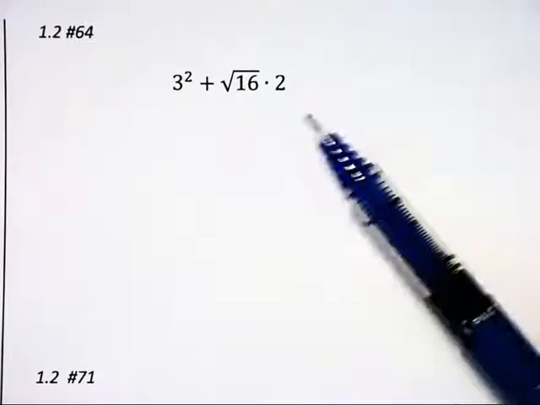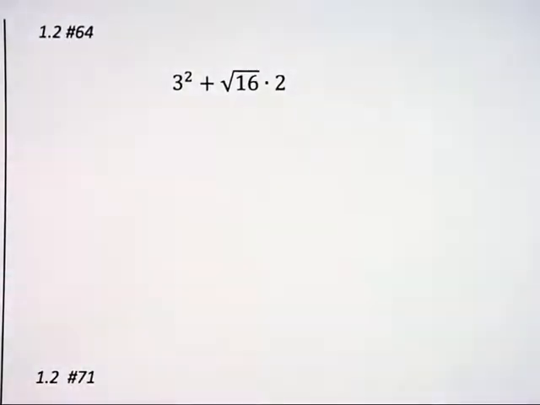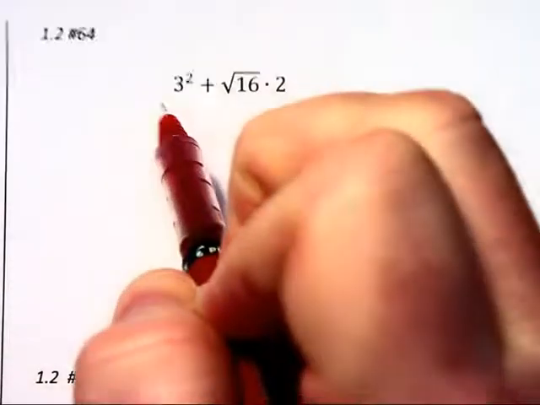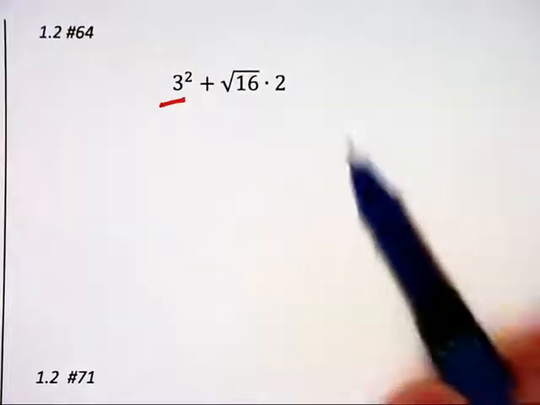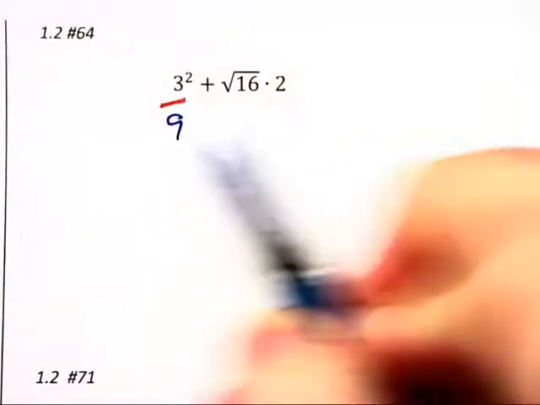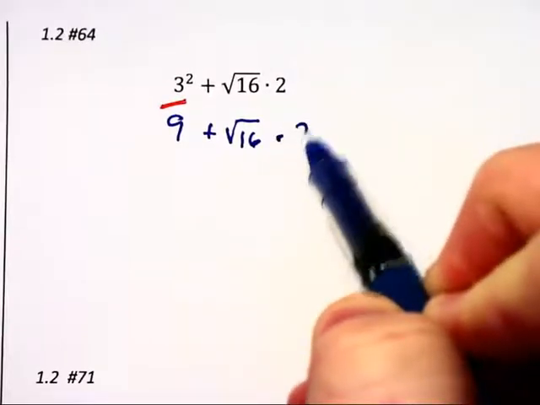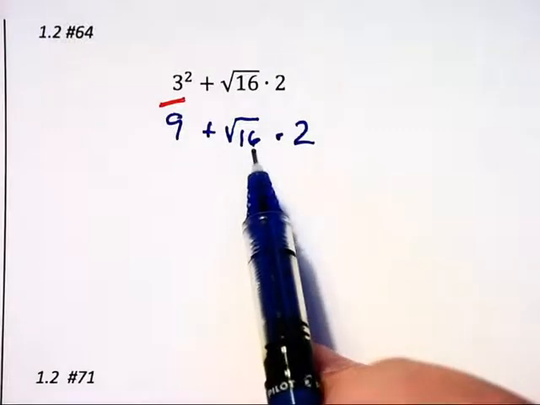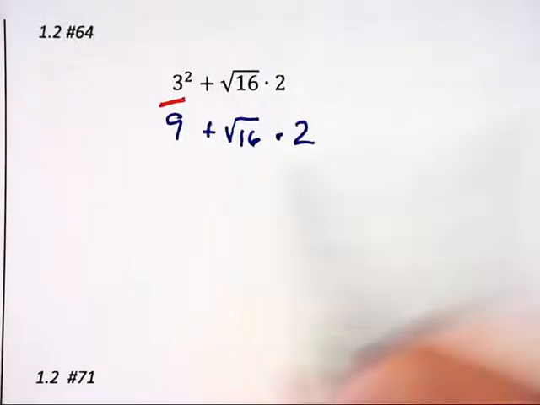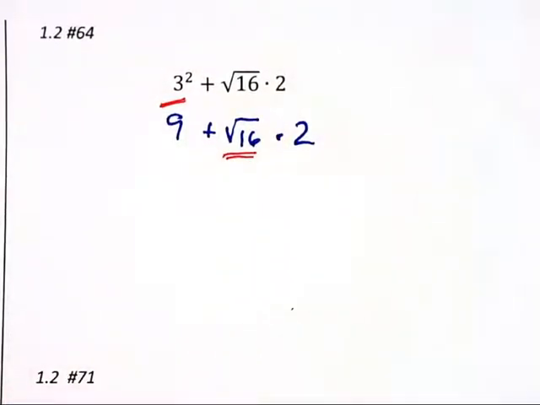We move on to exponents, and we do see exponents. So let's start by simplifying this 3 squared. That represents 3 times itself twice, or 3 times 3, which is 9. And I'm going to bring down the square root of 16 and the 2. Now technically the square root of 16 falls into the exponent category, so we're going to do that next. We're not going to talk about why, we're going to save that for another course.